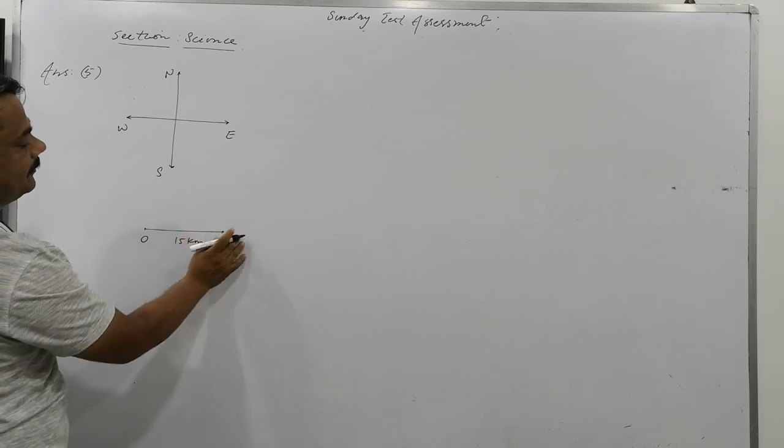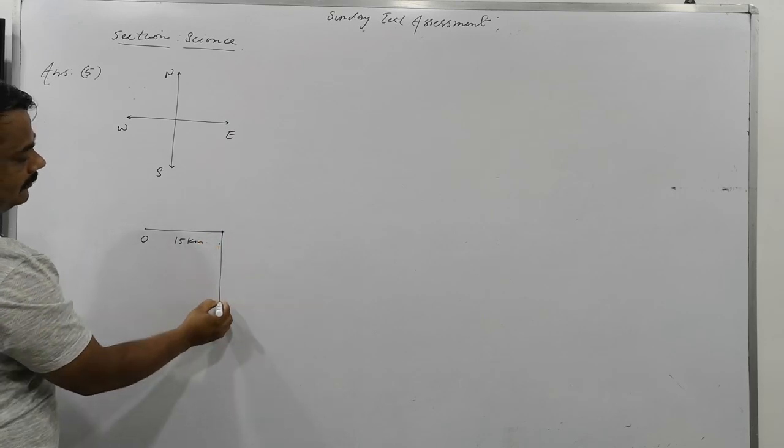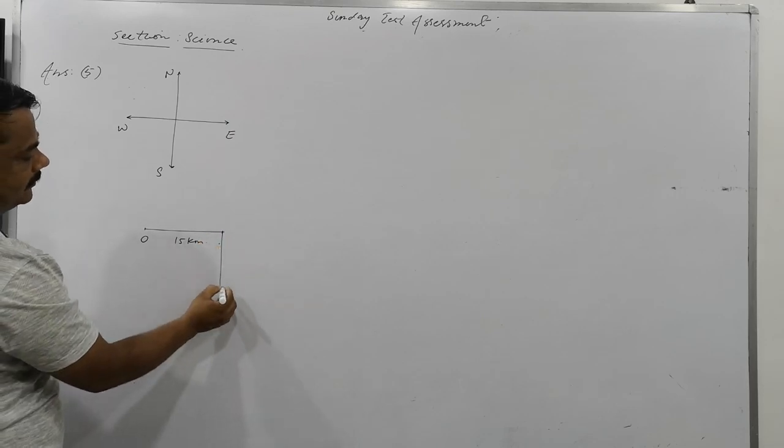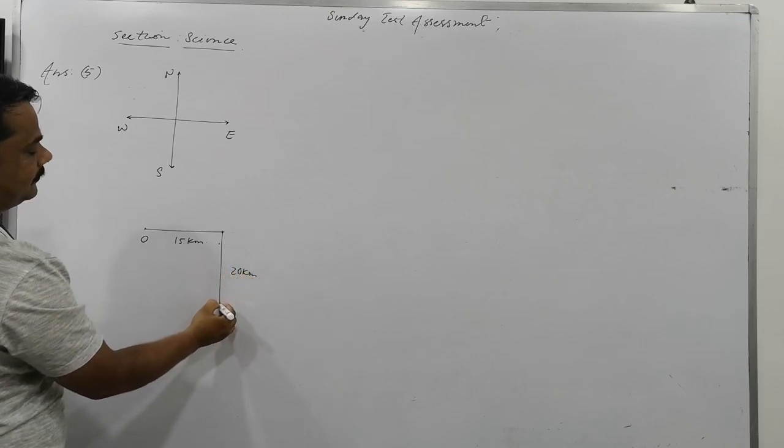20 kilometer towards south. If you reach here, this is point A. South, where is it to go? Down, down, 20 kilometer. Exactly 20 kilometer, you are just going here. Then 45 kilometer towards east.